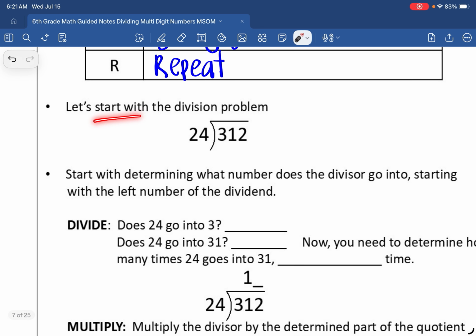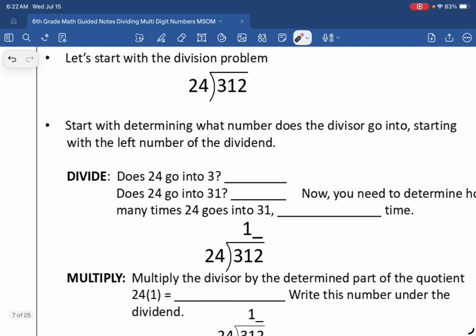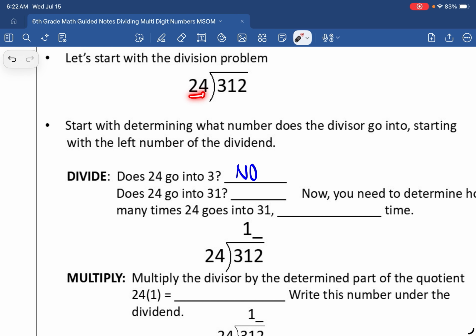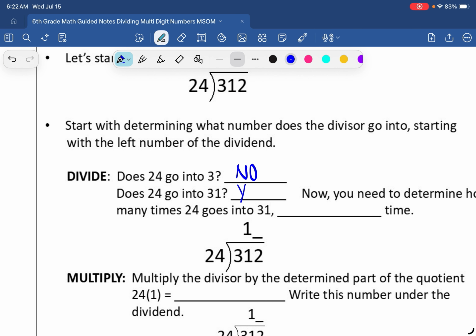Let's start with the division problem, 312 divided by 24. Start with determining what number the divisor goes into, starting with the left number of the dividend. So 24 is my divisor, and I've got to look, does 24 go into 3? No, because 24 is bigger than 3. Does 24 go into 31? Yes, 24 will go into 31.